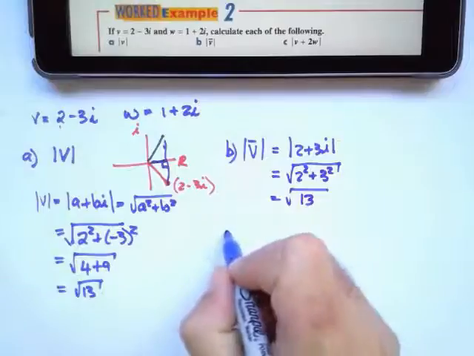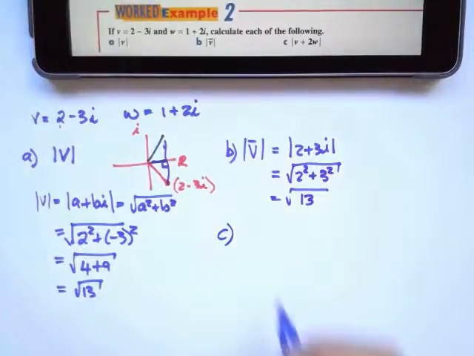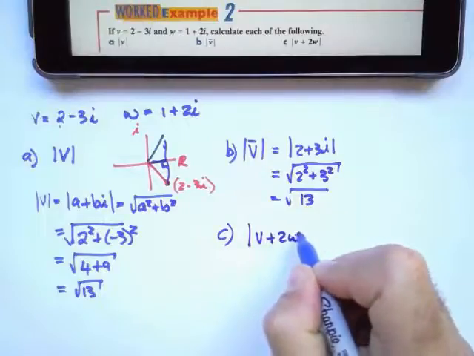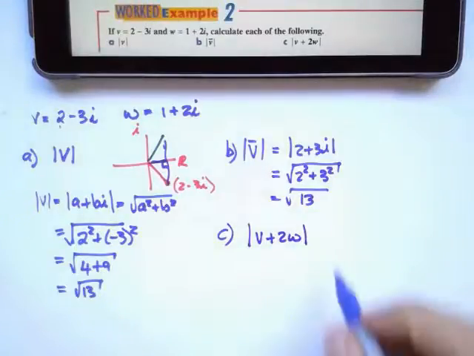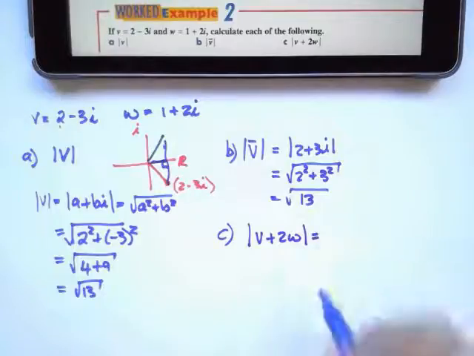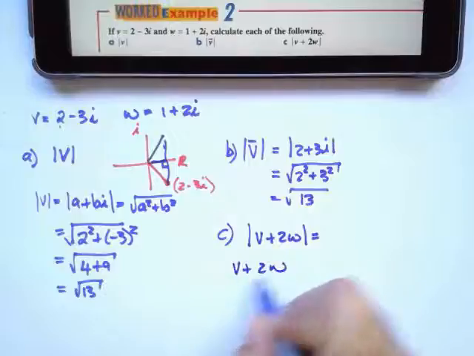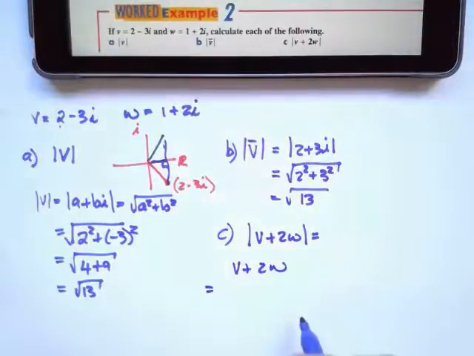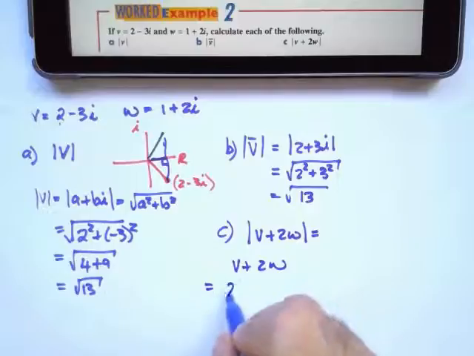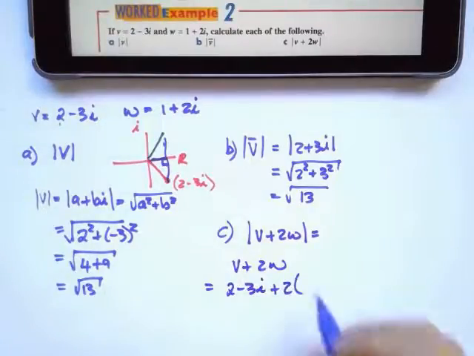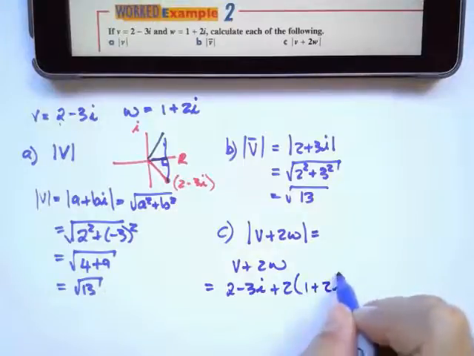In C, they ask us what is the magnitude of V plus 2W. So first I'll have to multiply by 2. So I'm going to say V plus 2W equals V, which is 2 take 3i, plus 2 times, I use brackets, 1 plus 2i.